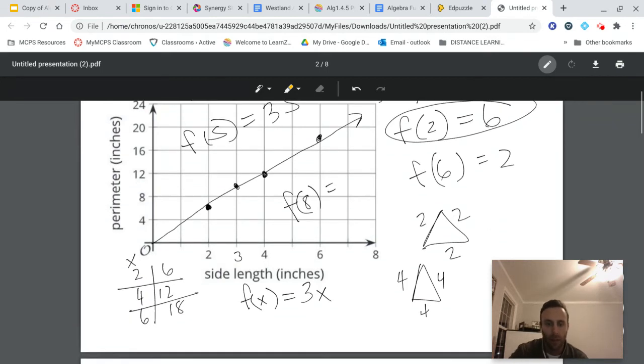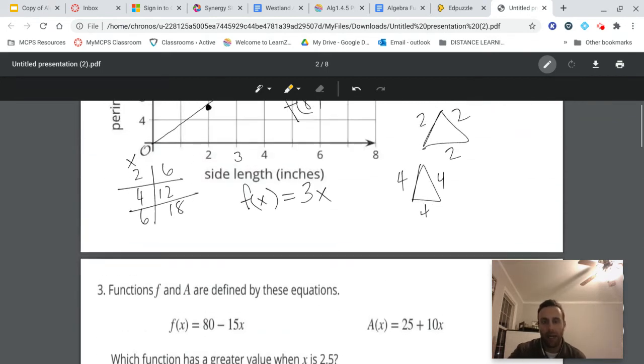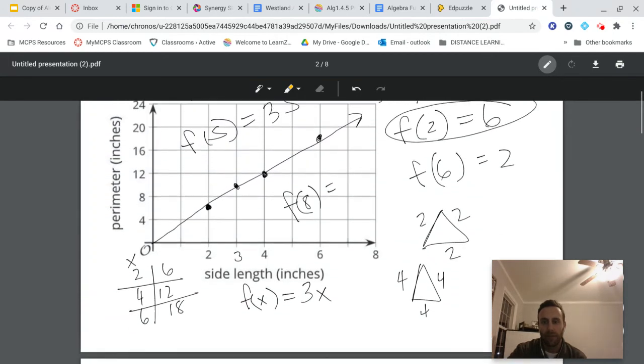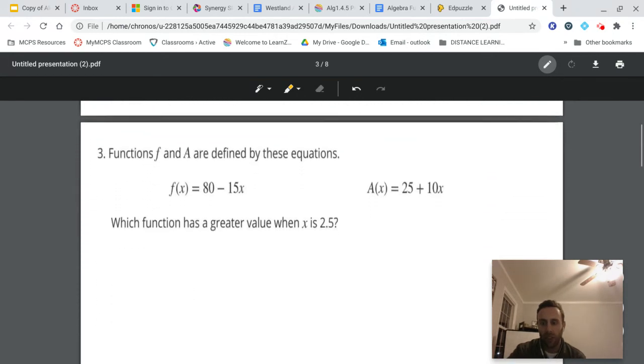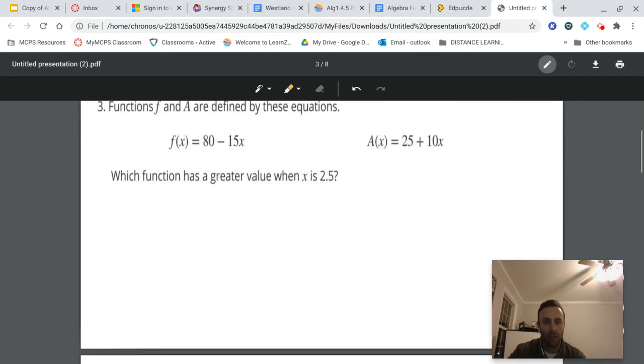Okay. All right, so now I'm going to go ahead and ask you, actually for that one I might not ask you a question to get graded, but this one I will. So functions f and a are labeled by these equations. You can see that this is the function f because it has an f out in front. This one has an a. The question is, which function has a greater value when x is 2.5? So go ahead and pause the video and answer that question.